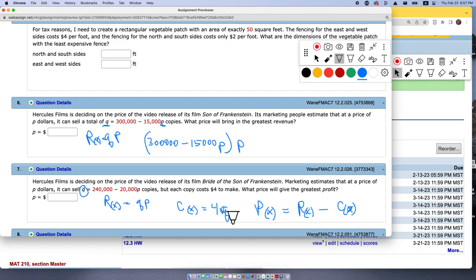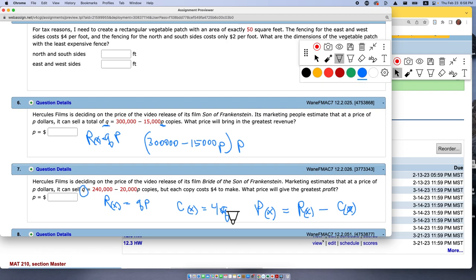Once you've got your profit function, we can figure out the P that will give us the greatest profit. As you can kind of see, this is going to be a squared, so we'll get a quadratic that's negative, so it will have a maximum. Again, you could do it by graphing it, or you could do it by taking the derivative.